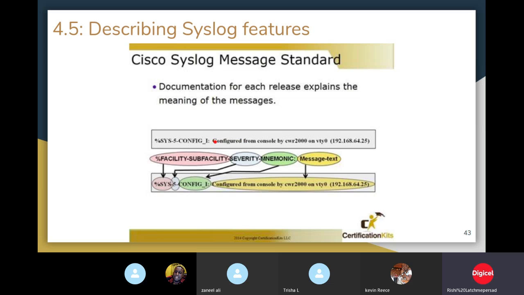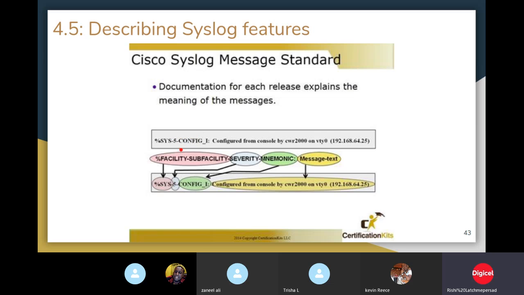So we can immediately see what happened here, right? Somebody configured something on our router, which is a significant event. Somebody changed something on your router. Who configured something? Look, we have their username here. What IP address did they log in from? Look, we have that information here too. What is the gist of this message? CONFIG_I. Somebody configured something.